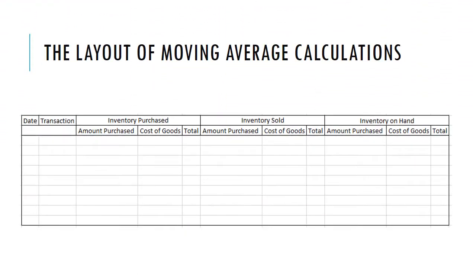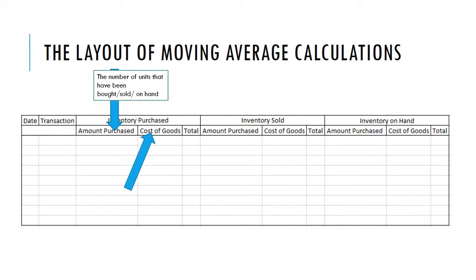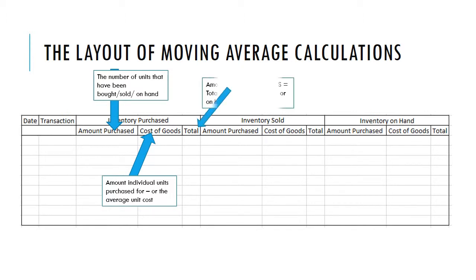The table is as follows: date, transaction, inventory purchased, inventory sold, and inventory on hand. Amount purchased is the number of units that you, in this case, have bought. Cost of goods is the individual price of a single unit. The total is the amount purchased times the cost of goods. Where to start?